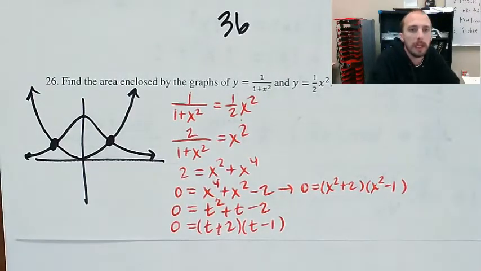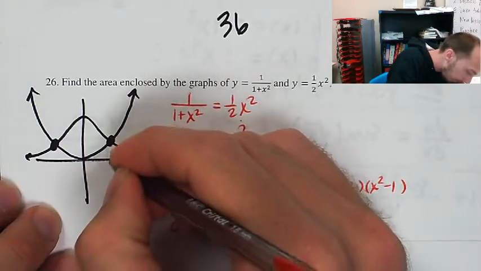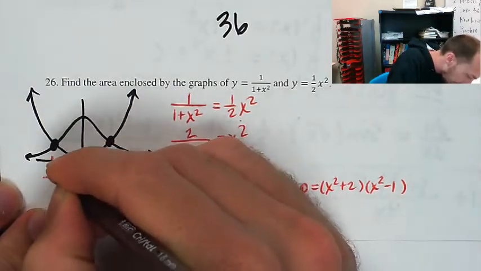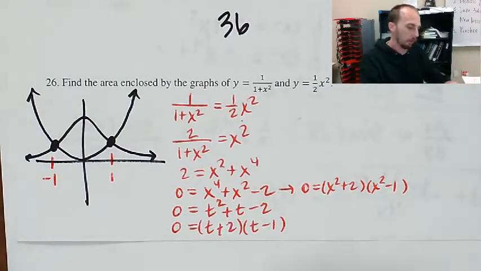X squared plus 2, that doesn't pull back any real numbers if we set it equal to 0. This will give you x equals 1 and -1. So all that work to say that's 1 and this is -1. Okay, that's cool. We're not scared of a little bit of work.